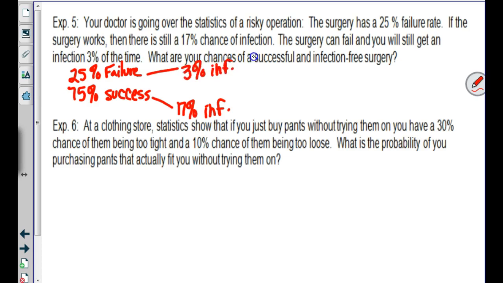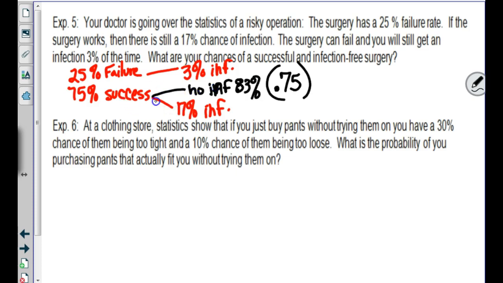What are the chances of a successful and infection-free surgery? So if you were successful, what's that percentage? This is two independent events. So we're just going to multiply the probabilities. So success was 0.75. What's the chance if you're successful that you're infection-free? 17% is infection, so what would it be? No infection. Yes. 83%.